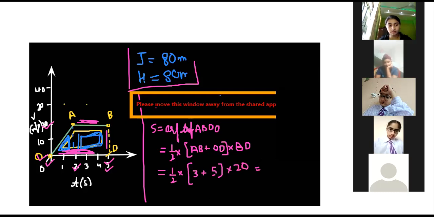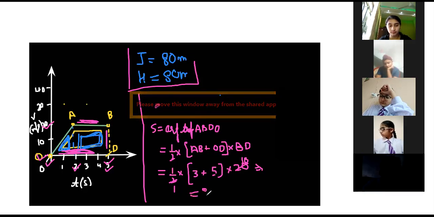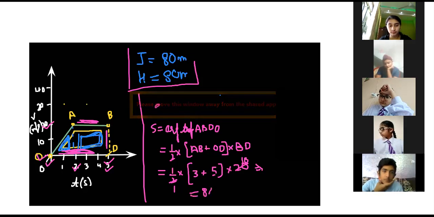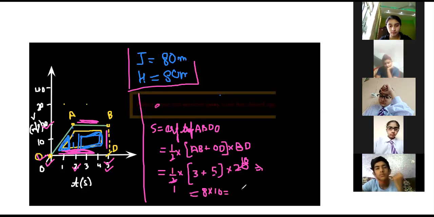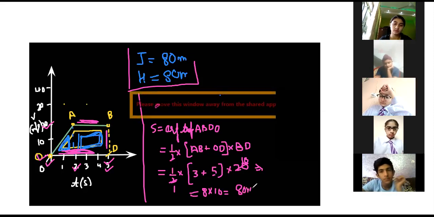Fine. Now when you solve it, 2 ones are 2, 2 tens are 20. So what do you have? 3 plus 5, 8. Multiply by 10. So your answer is 80 meter. Very good, both of you. The answer is very correct.